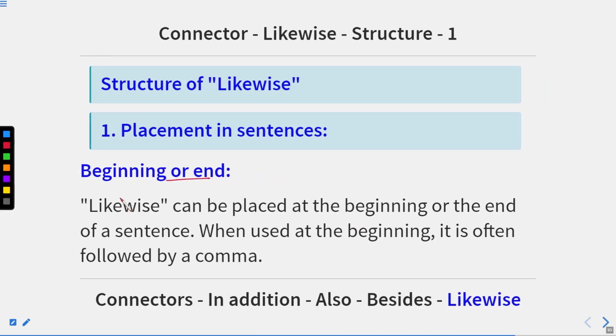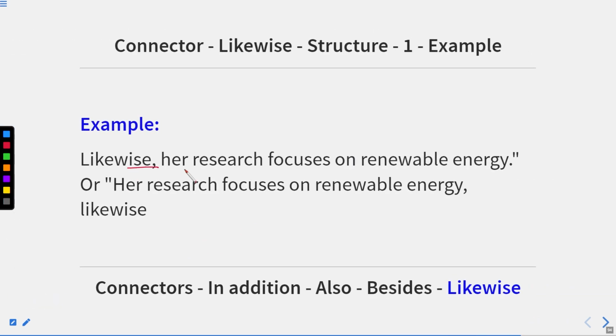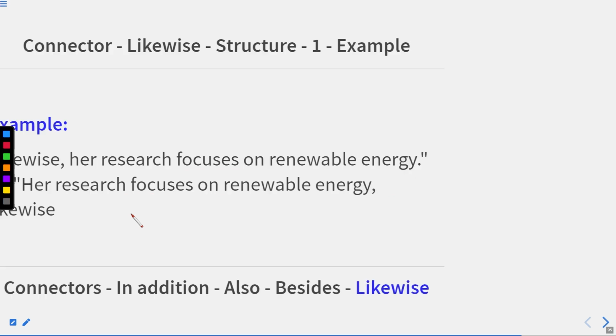Beginning or end. So the structure of likewise, placement in a sentence. Likewise can be placed at the beginning or at the end of the sentence. When used at the beginning, it is often followed by a comma. Likewise, her research focuses on renewable energy, or her research focuses on renewable energy likewise. So we can use likewise in both positions, at the beginning or at the end of the sentence.